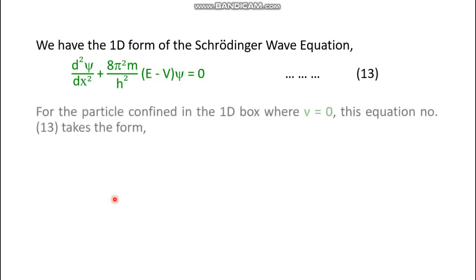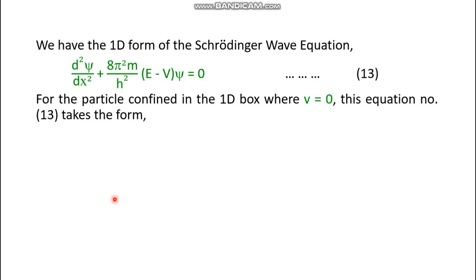If the boundary condition is applied within the box, where V equals 0, because within the box the potential energy is taken to be 0, then this V would become 0, so it would vanish. It will simply become only the total energy E. So this E would merge with this ratio, that is 8 pi square m E by h square psi. So this equation takes the form like this.